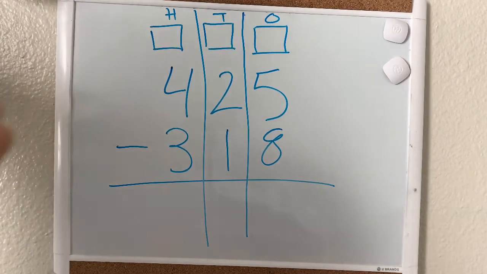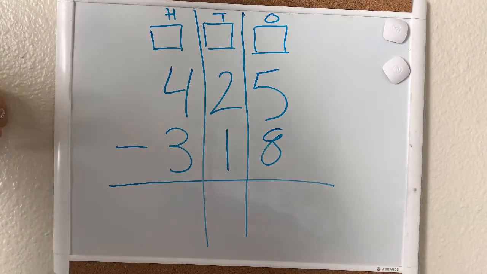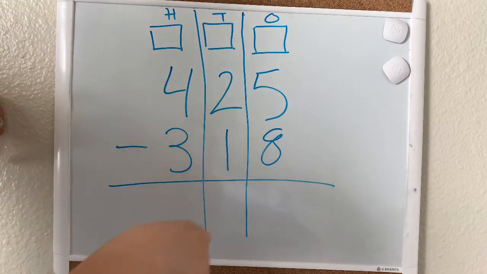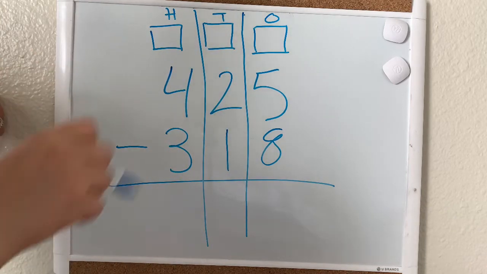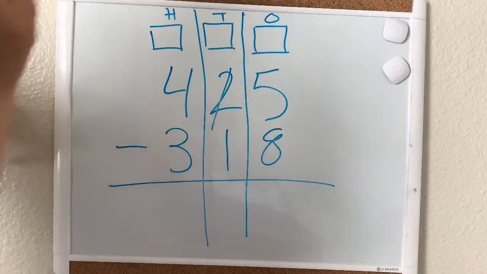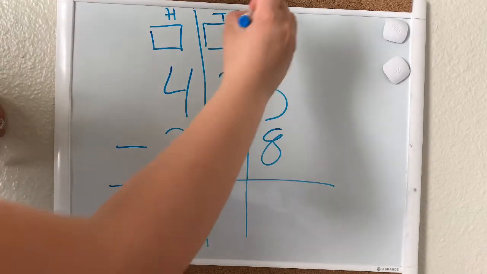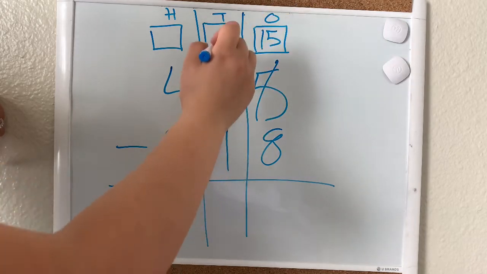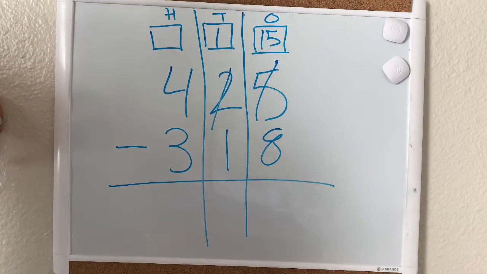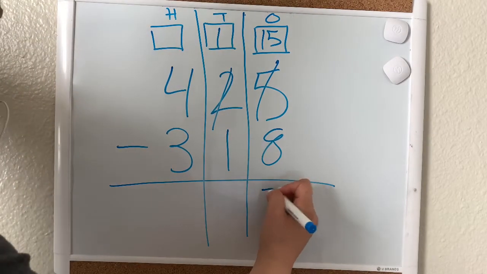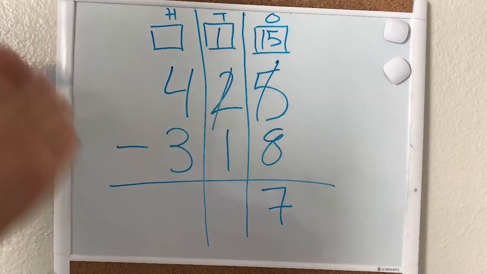Now once again, we have another 5 and an 8. We cannot subtract 8 from 5 because 5 is not big enough. So what do you do? You have to borrow from your neighbor. Now in this problem, we can subtract 1 from 2. So we can take a 10 from this side and give it over to the ones side, making this 15 and making this 1. So now we can subtract 15 minus 8, and that makes 7. Now you're done with the ones side.